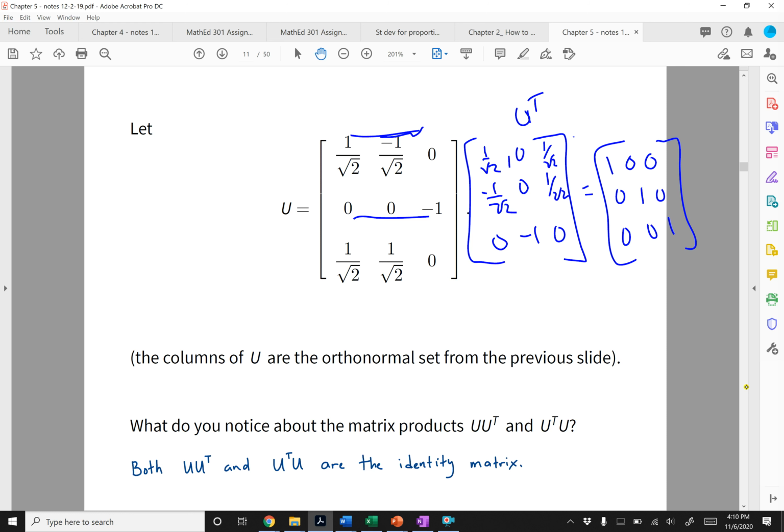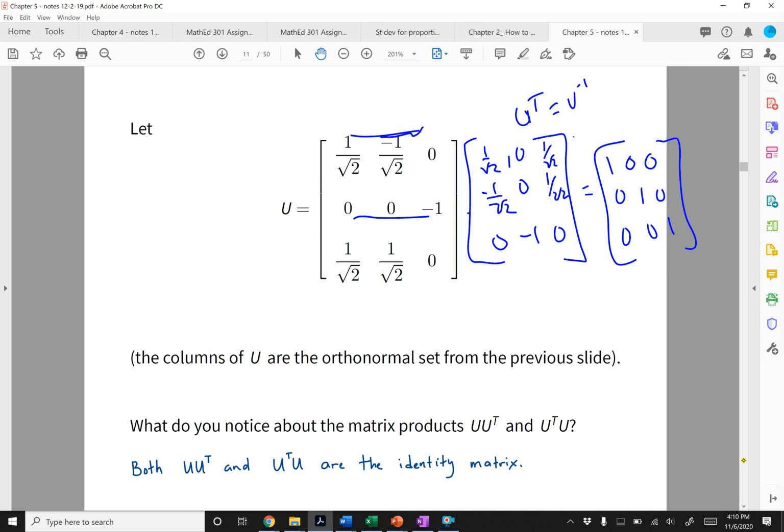to 1. Boom. U times U transpose, or we could switch it around, U transpose times U is the identity matrix. That means U transpose equals U inverse. So that's amazing. That's so easy to find the inverse. Let's just transpose it. Fantastic. We just wish all of our matrices were like this.